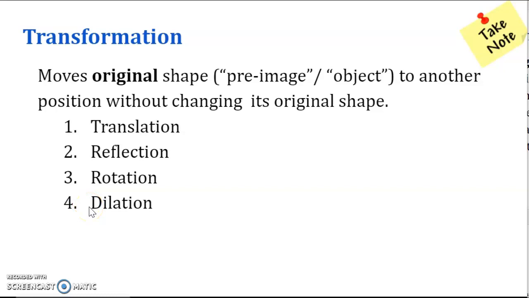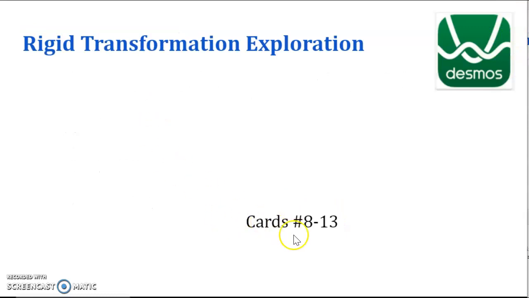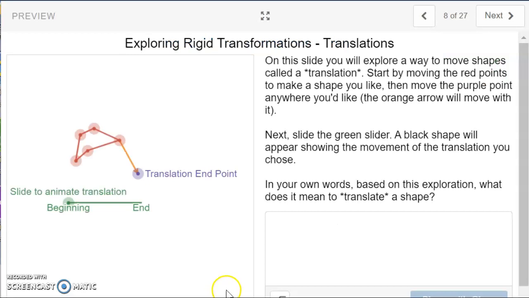You're going to be doing that in IM2, but for now in IM1 we're going to be focusing mainly on translation, reflection, and rotation. And to explore that, you are going to be working on card number 8 to 13 of Desmos. Here we go. Okay, so card number 8, exploring rigid transformation. The first one we're going to explore is translation.